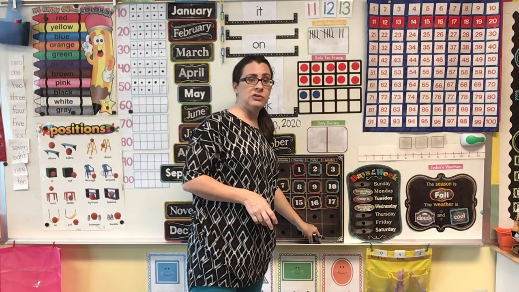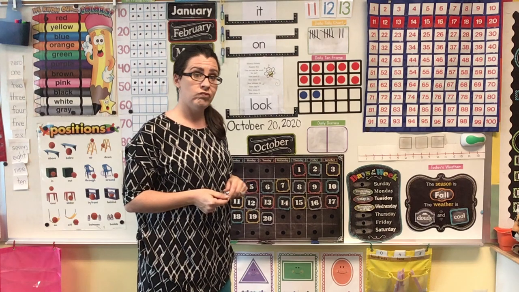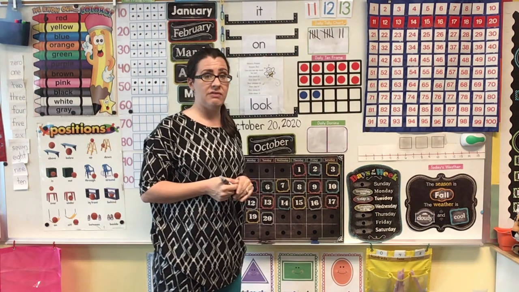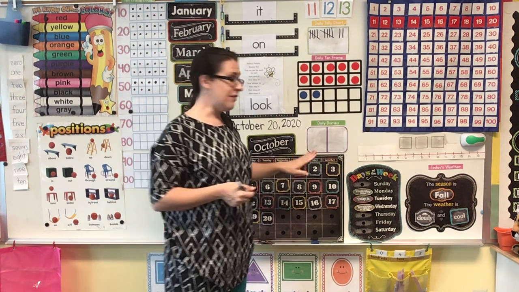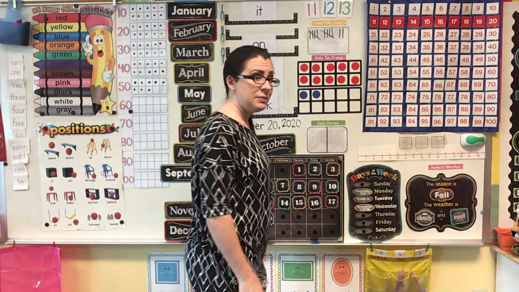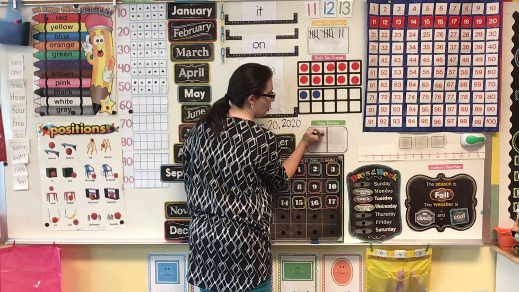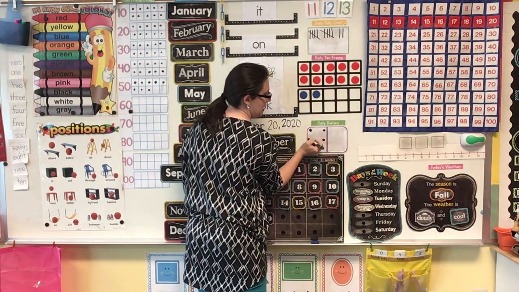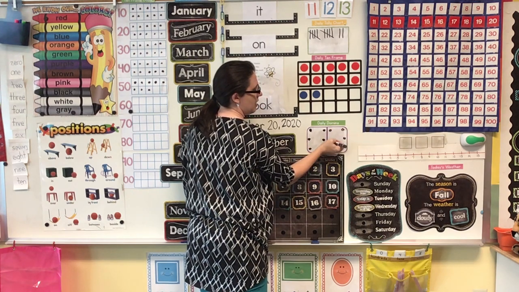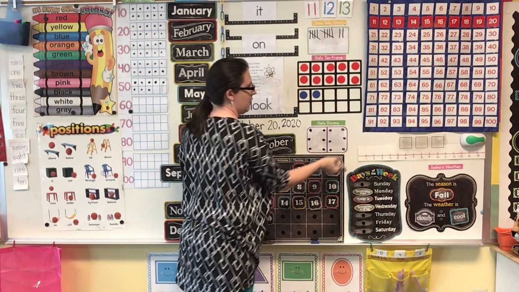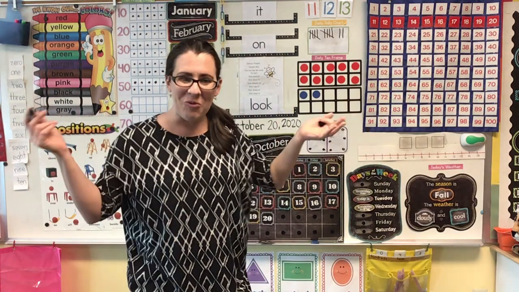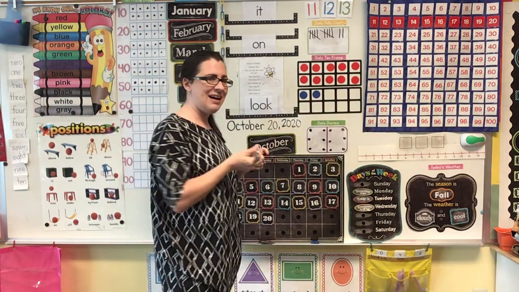What do you think 12 would look like on a domino? Well, yesterday we had 6 on one side and 5 on the other for 11. If I put 6 here and 6 here, do you think that will equal 12? Well, let's see. 1, 2, 3, 4, 5, 6, 7, 8, 9, 10, 11, 12. So I have 6 here and 6 here. Was that 12? It was. 6 plus 6 is 12.